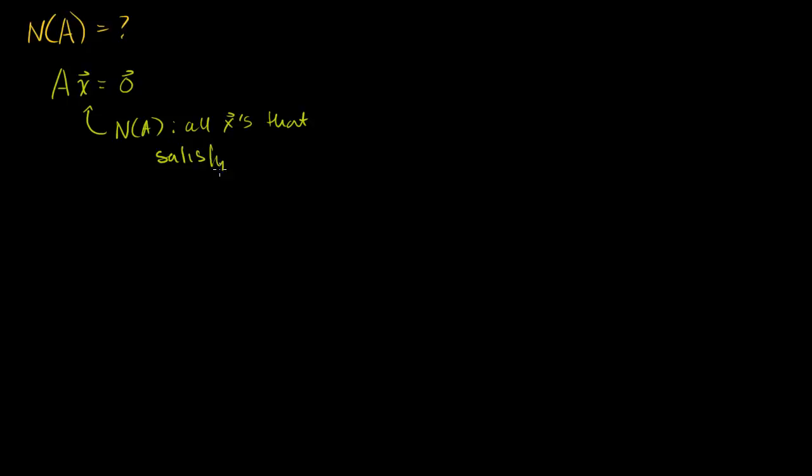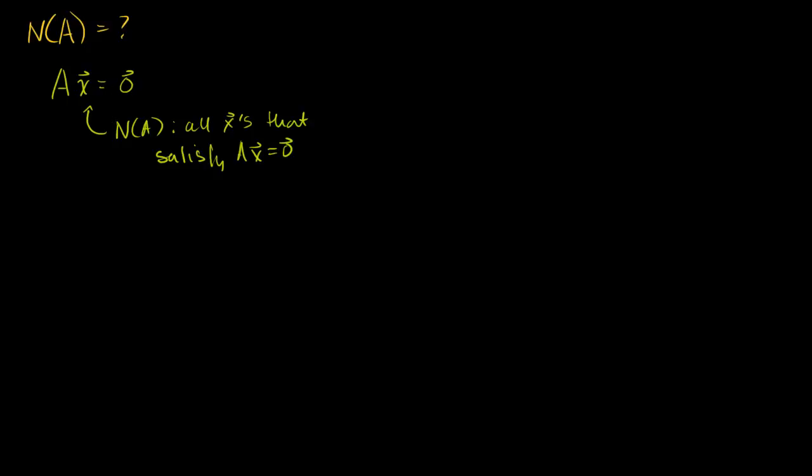Let's say I have some matrix A. If I'm trying to determine the null space of A, I'm essentially just asking, look, if we set up the equation Ax is equal to the 0 vector, the null space of A is all the x's that satisfy this equation. Ax is equal to the 0 vector, or you could call it the system.